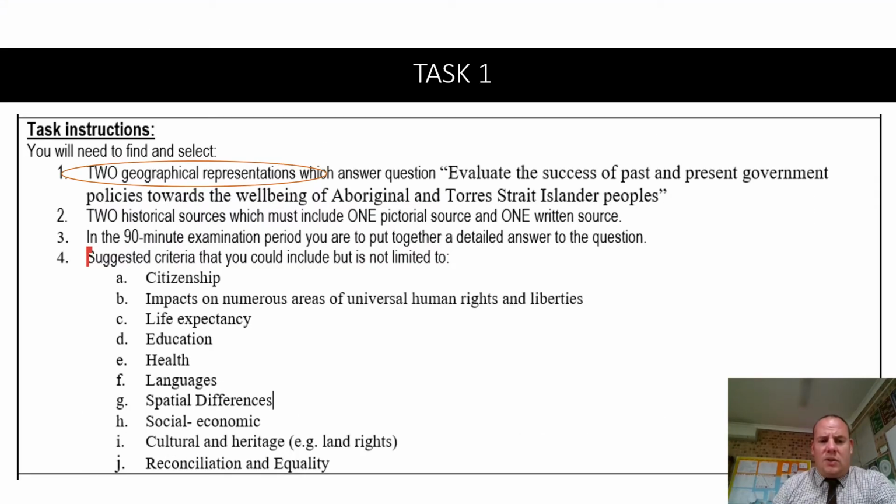So let's have a look about what we're going to do. So in the task instructions, you've got to find two geographical representations which answer the question. And the criteria that you can use, and I'll just get the highlighter here, can be on citizenship, impacts on areas of universal human rights and liberty, life expectancy, education, health, languages, spatial differences, social, economic, cultural and heritage, reconciliation and equality. So they're just some of the criteria that you can use to evaluate what the government is doing to try and improve the well-being of Aboriginal and Torres Strait Islander people.